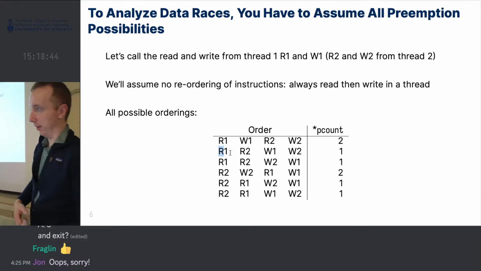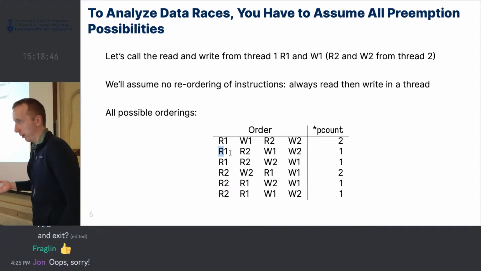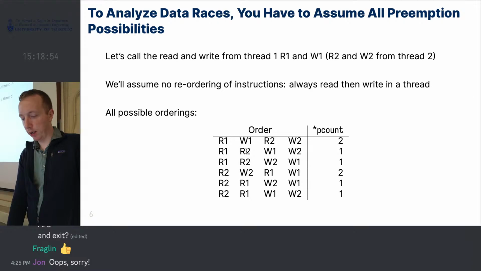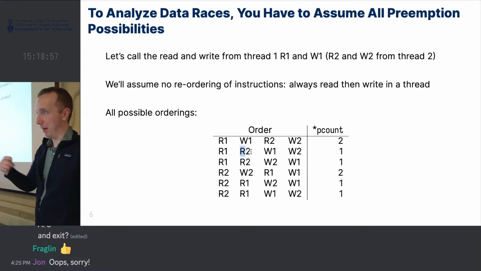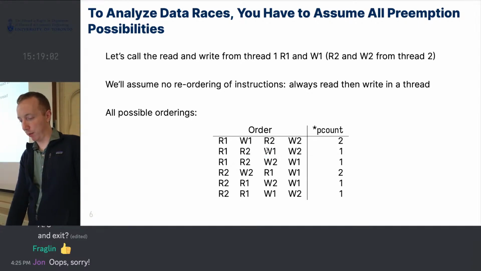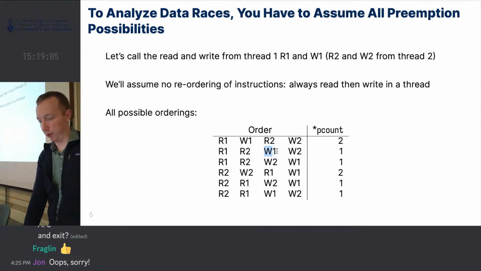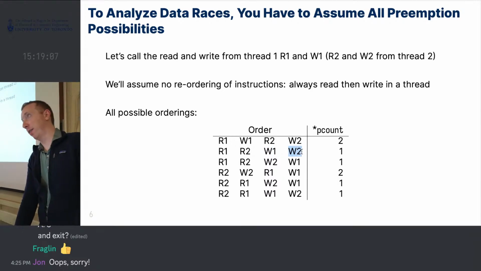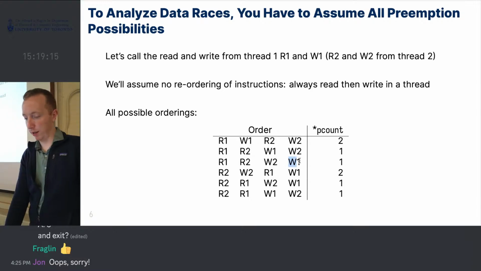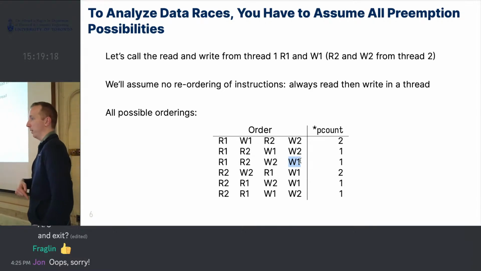The other possibility is, after thread 1 reads, we might preempt to thread 2, in which case it would do its read, so it would also read the value 0. And then at this point, it could preempt back to thread 1, or it could continue executing thread 2. If it preempts back to thread 1, thread 1 writes the value 1, and then we preempt back to thread 2, and thread 2 writes the value 1. The other ordering is thread 2 continues to execute, writes 1, and then context switches back to thread 1, and it writes 1. And same thing if the other thread goes first.